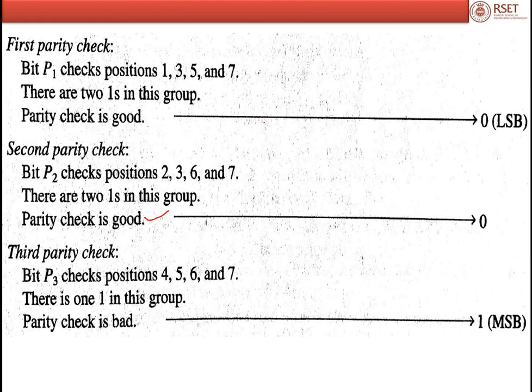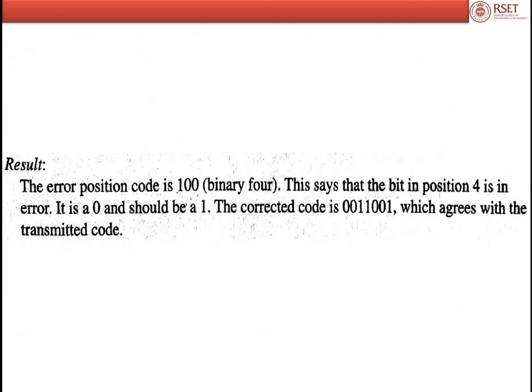If the parity check is good, we put 0, and if the parity check is bad, we put 1. So finally we get the code 100. This is the MSB and this is the LSB, the most significant bit and least significant bit. So this code 100 is the error position code. 100 is the binary of decimal digit 4. So you can say that the bit in position 4 is in error. It is a 0 and should be 1.